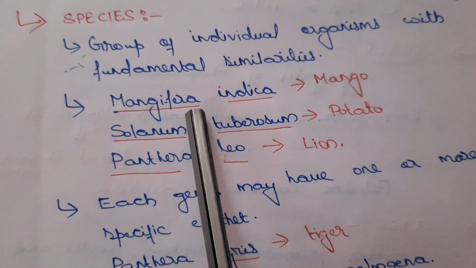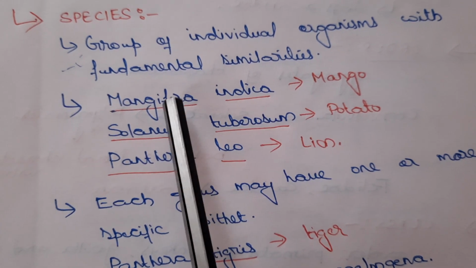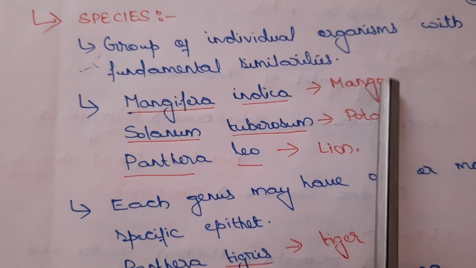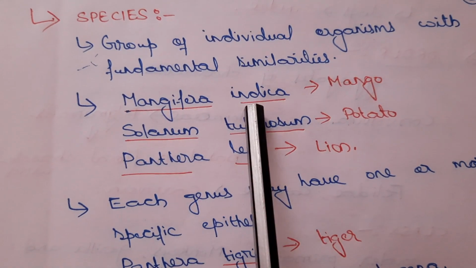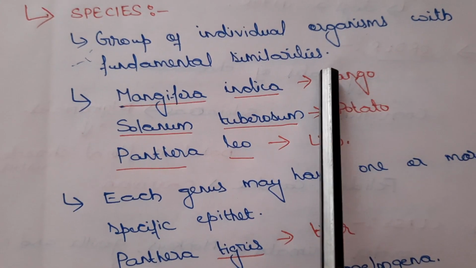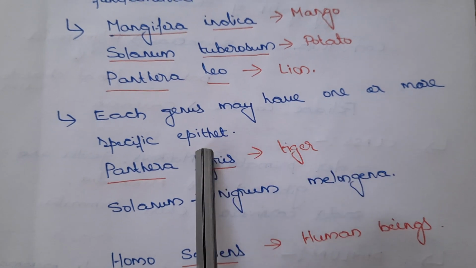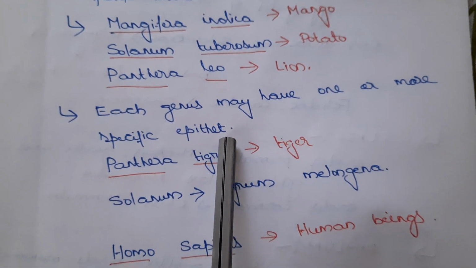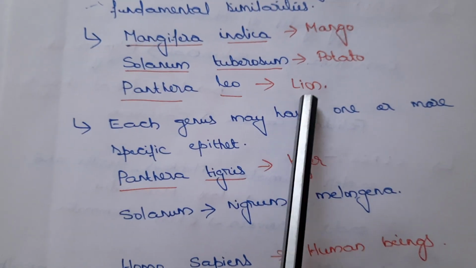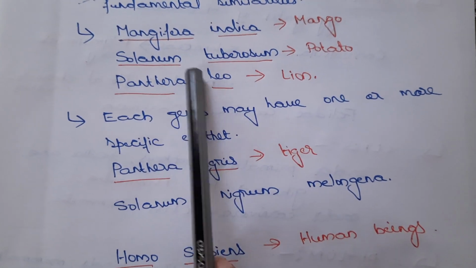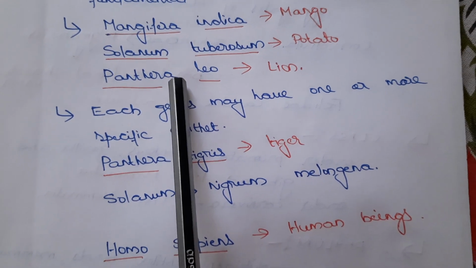It's very important to learn the scientific names from an exam point of view. You may be asked questions such as what is the scientific name of mango, or Mangifera indica is the scientific name of which species. Now, each genus may have one or more specific epithets. That means lion indicates a single species, that is leo is a species name, but Panthera can indicate one or two species.